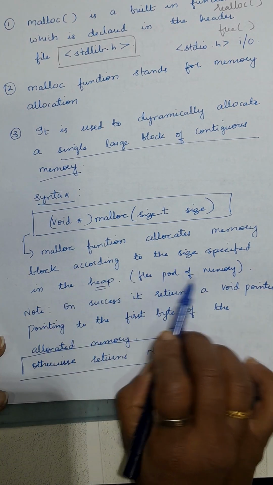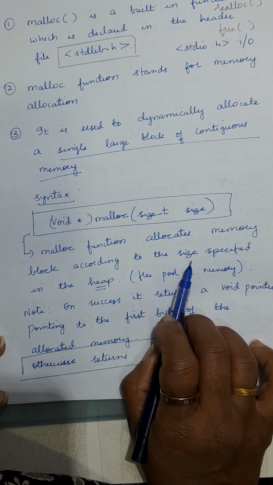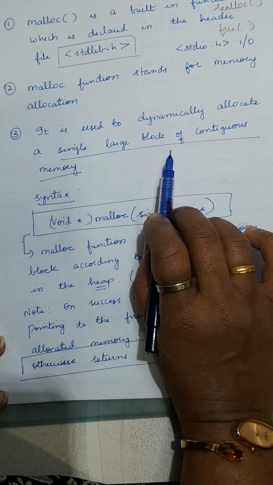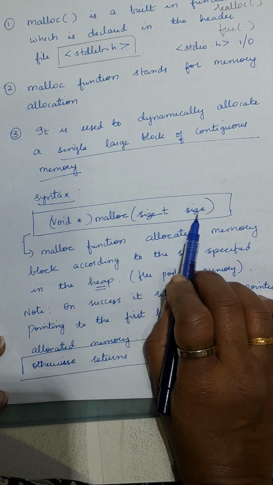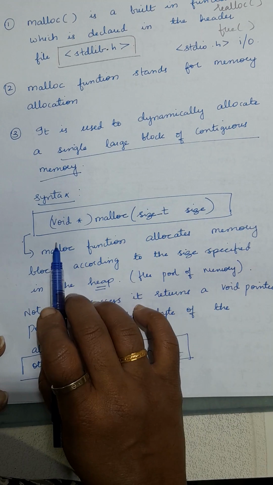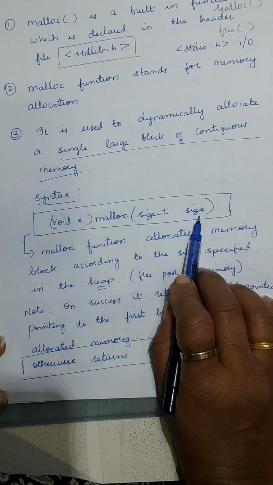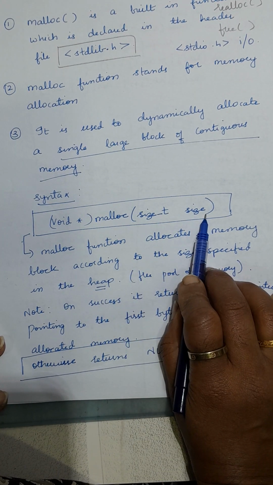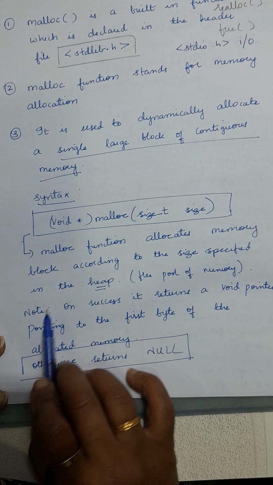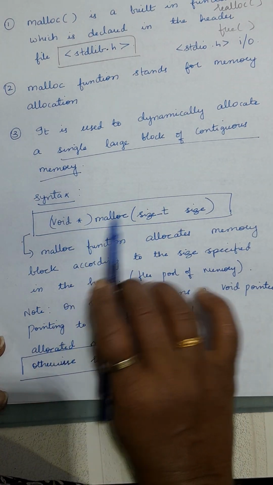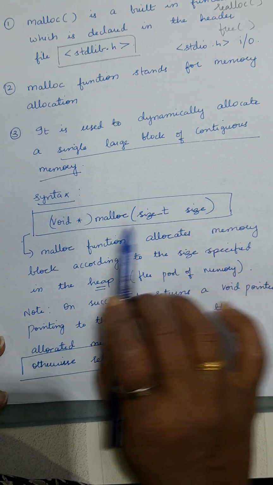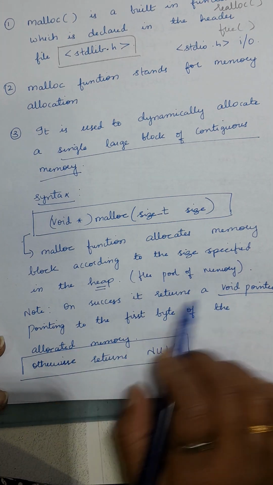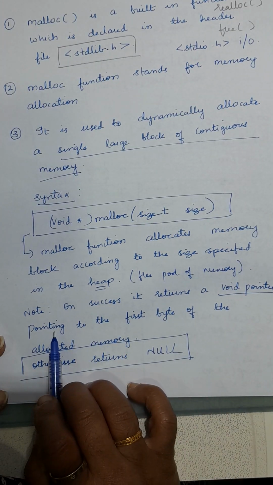Okay, so out of the free pool of memory, whatever size we specify, based on that size, malloc will allocate the memory as a single block of contiguous memory. Understood? This is the actual syntax of malloc. Whatever size we specify, from the heap it will allocate the memory space as a single large block. Note, on successfully allocating memory, it returns a void pointer, where the first byte of the allocated memory is pointed to by the pointer.